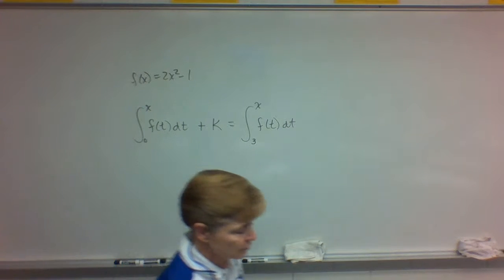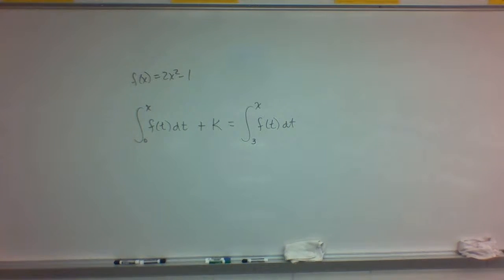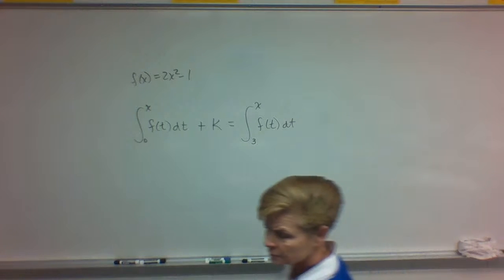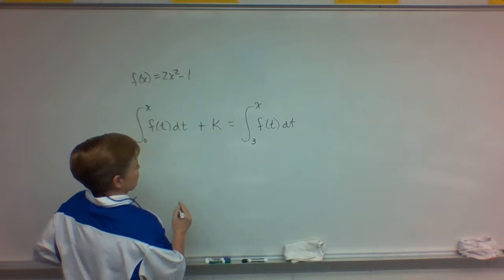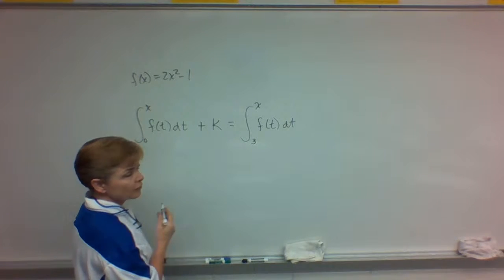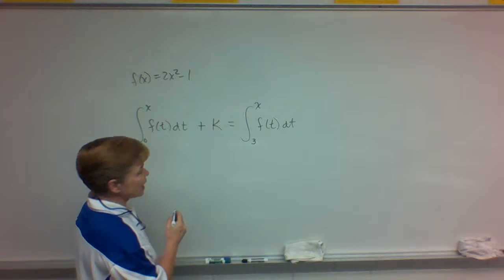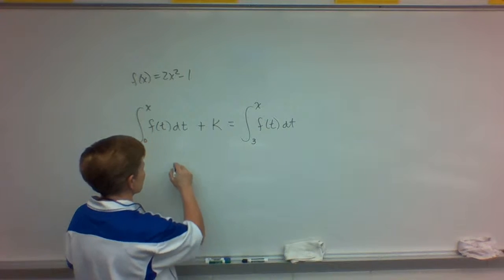We have to find k. Any ideas? F of B minus F of A, something like that, equals 0. Can you solve for k right now? Yes, you can. You may not know what the number is yet, but you could solve for k.